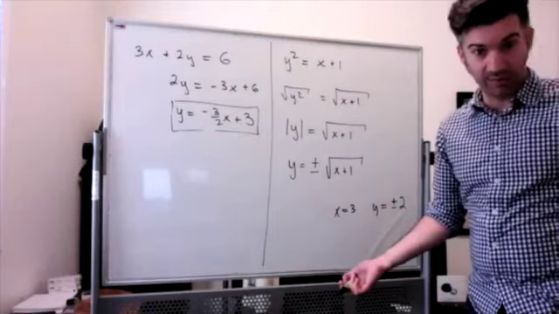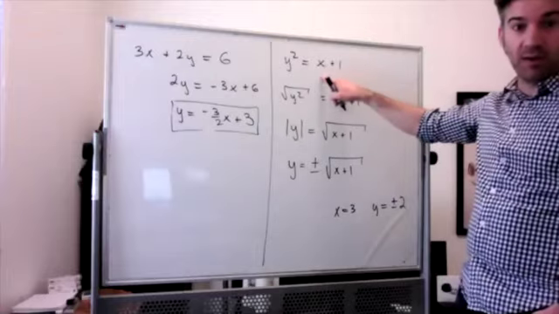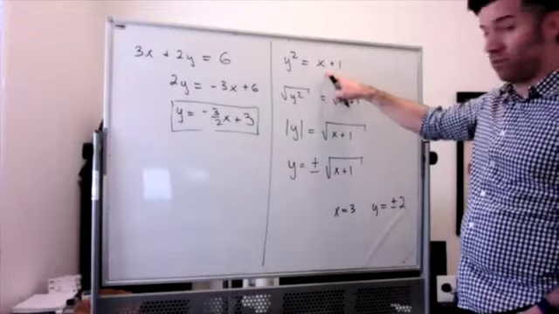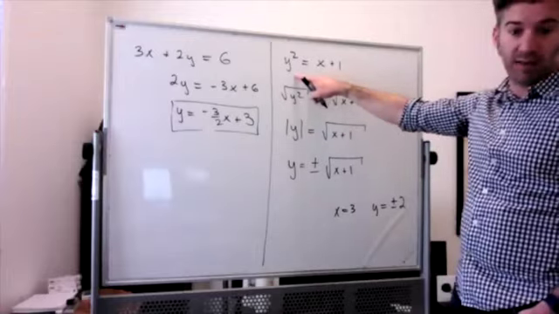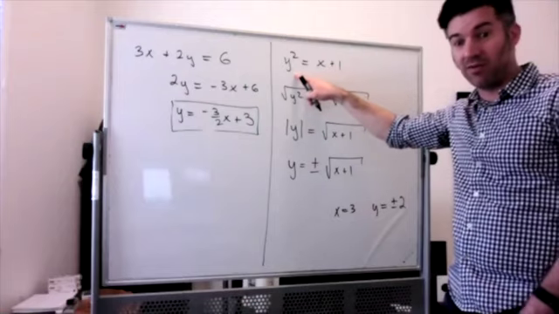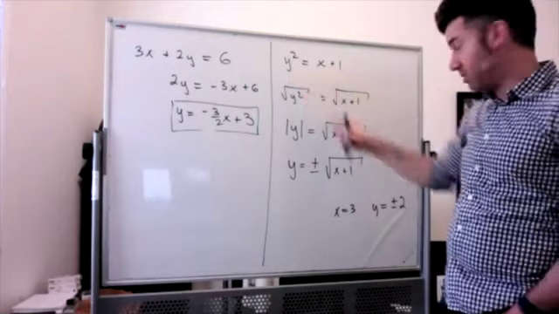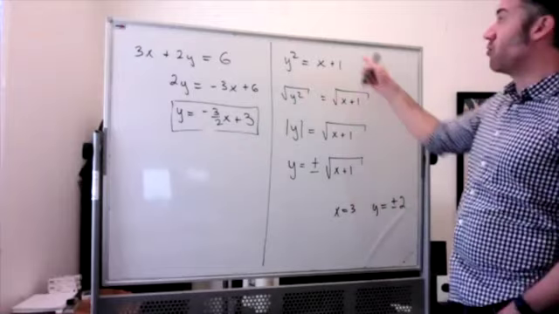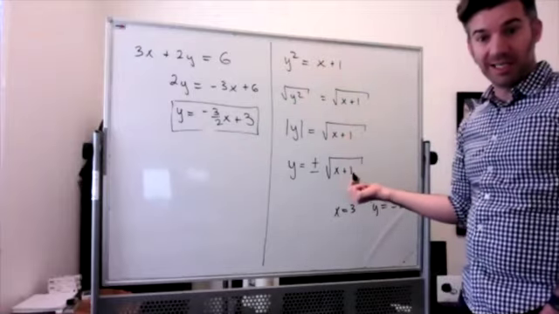That's not a function. And we can see it up here as well. If x is 3, 3 plus 1 is 4, y could be positive 2, 2 squared is 4, or y could be negative 2, negative 2 squared is also 4. So this is not a function. If you graphed this as well, you would see it's not a function.